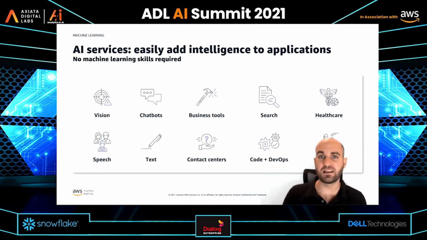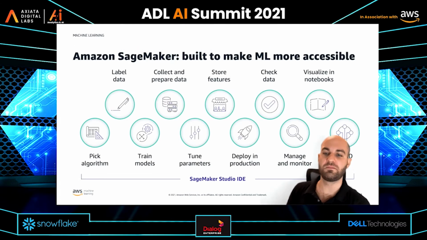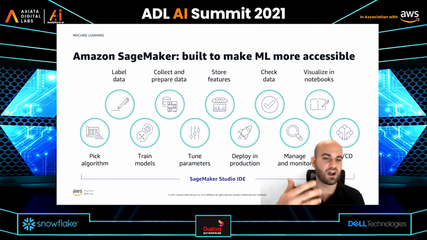What if that's not the case? Well, then maybe I want to build my own machine learning model. And this is really where Amazon SageMaker comes in. The entire SageMaker Studio IDE covers the entire life cycle of machine learning models. So that means I'm going to pick my algorithm and I can choose from built-in algorithms that are available, or even our entire partner network, where you get access to specific algorithms that have been built by our partners that you can use.